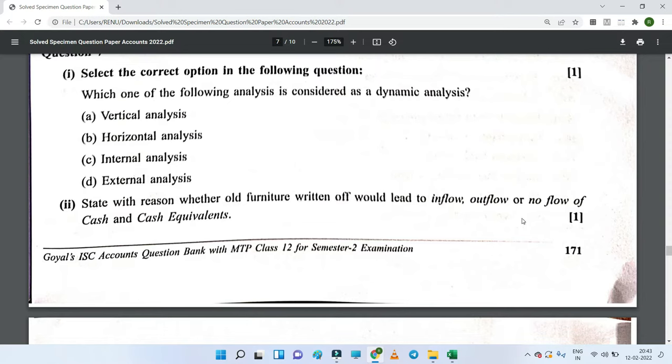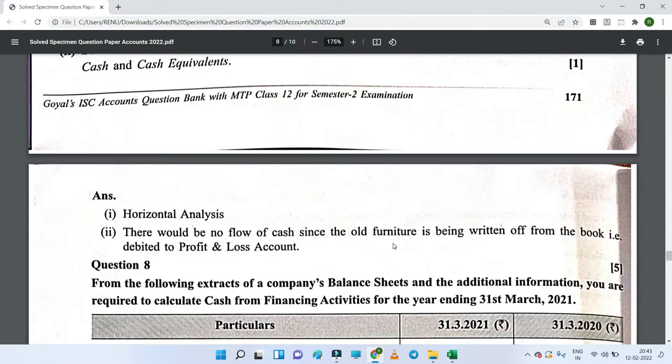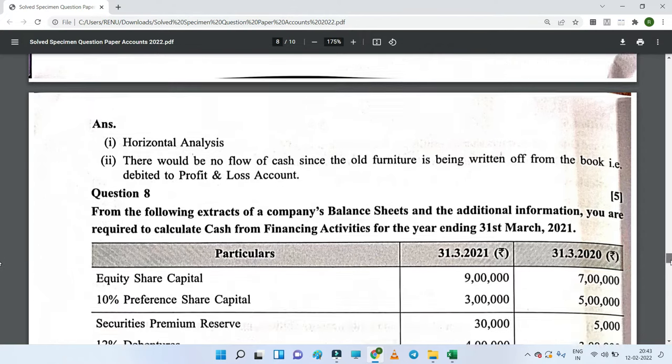You know that old furniture is getting written off, so it should definitely be no flow, because neither cash is coming in nor cash is going out. And along with that, as it is getting written off, we have to debit profit and loss account and credit old furniture account. So that's why it's no flow in cash, as no cash is coming in or going out of the firm.